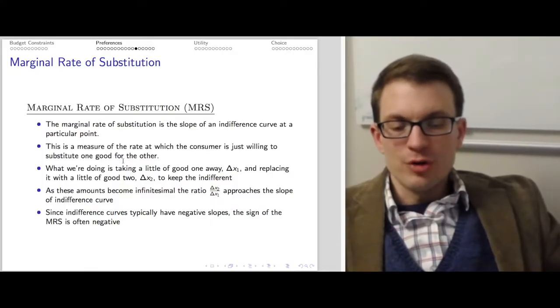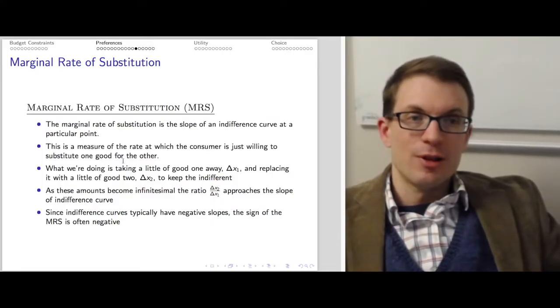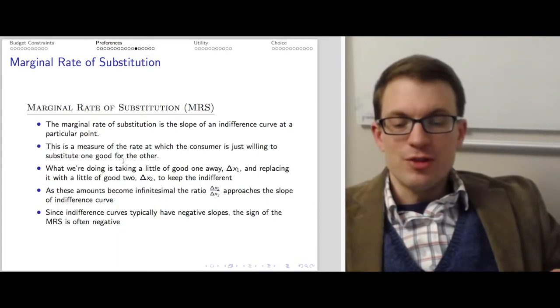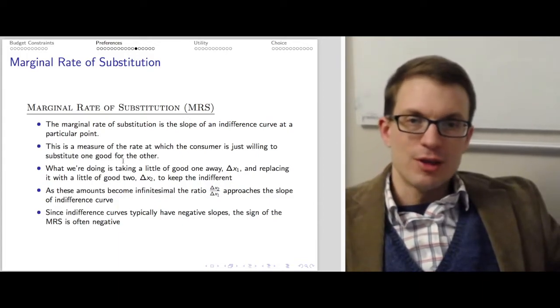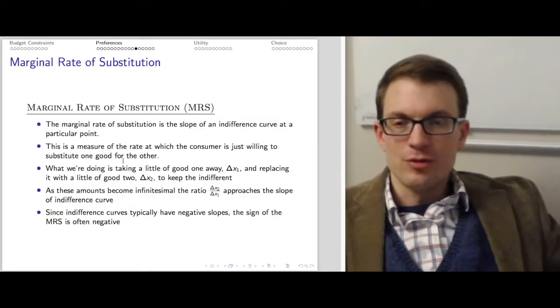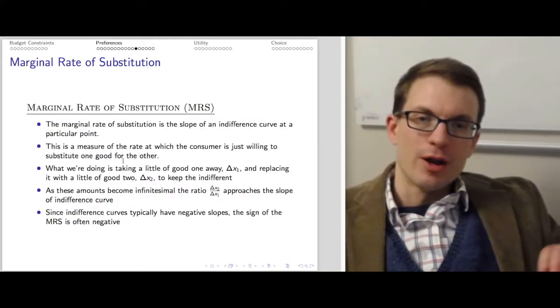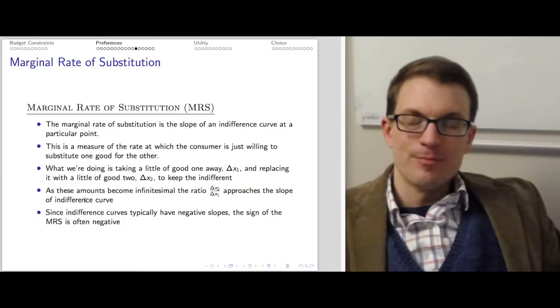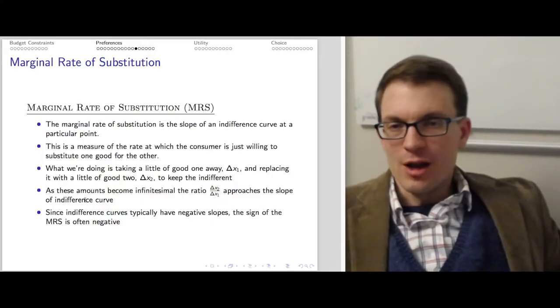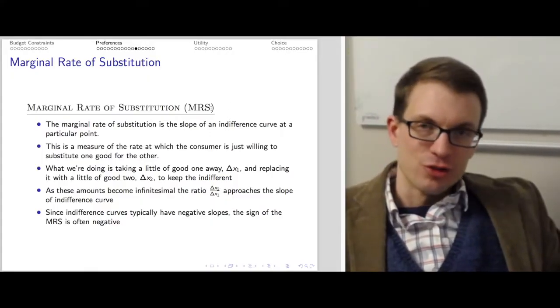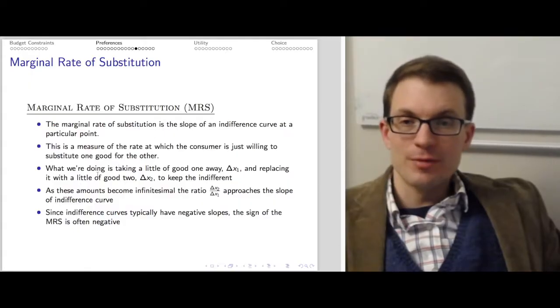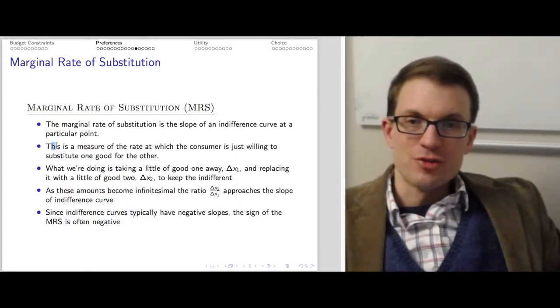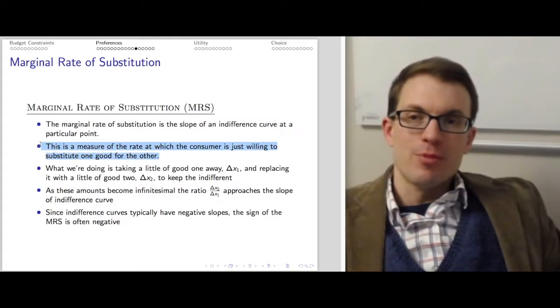One, the marginal rate of substitution, or the MRS, governs the amount of good 2 that you have to give up when you get more of good 1, how much good 2 you're giving up to remain indifferent. It's the slope of the indifference curve. And ultimately, we're going to compare the MRS, the slope of the indifference curve, to the slope of the budget constraint. So this is a measure of the rate at which the consumer is willing to substitute one good for the other. Now we're talking about preferences, about what the consumer wants with their trade-off.